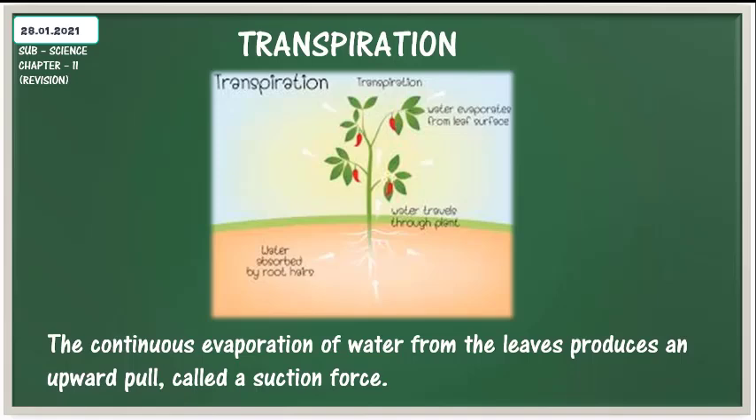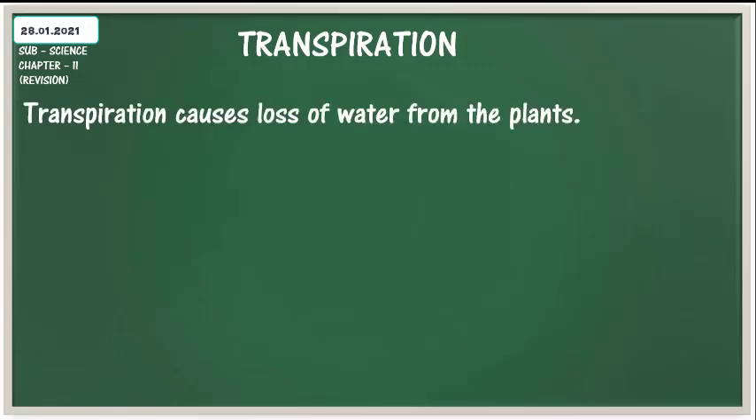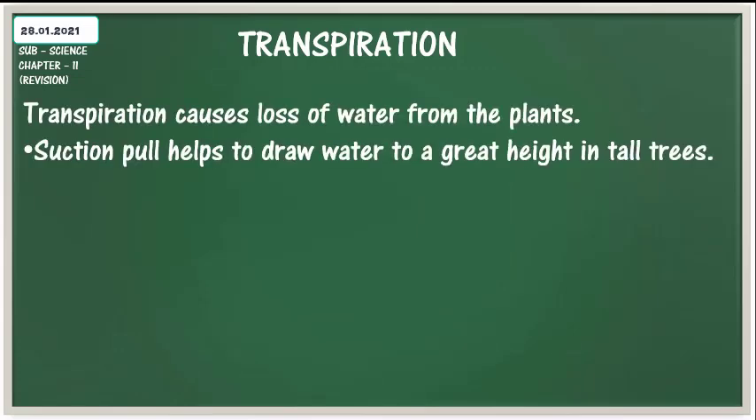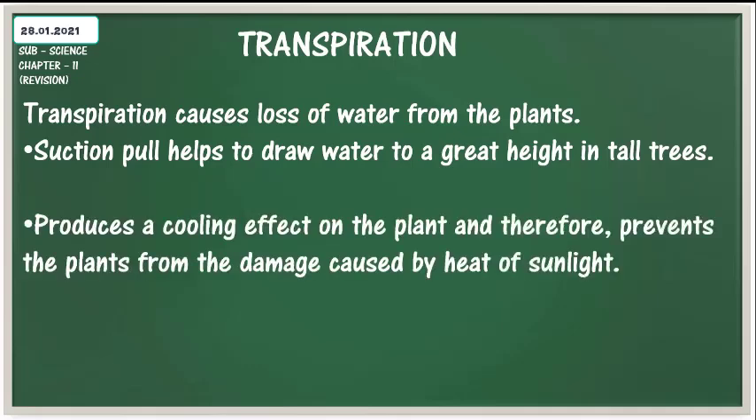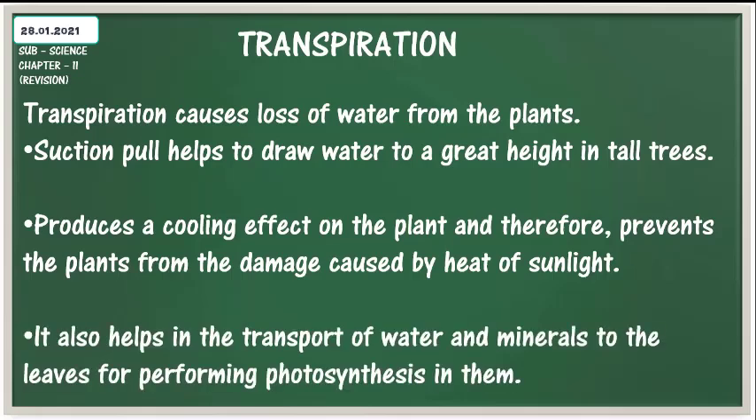Though transpiration causes loss of water from the plants, still it is a necessary process for plants due to the following reasons. First, suction pull caused due to the evaporation of water helps to draw water to a great height in tall trees. Second, it produces a cooling effect on the plant and therefore prevents the plant from the damage caused by the heat of sunlight. And third, it also helps in the transport of water and minerals to the leaves for performing photosynthesis in them.